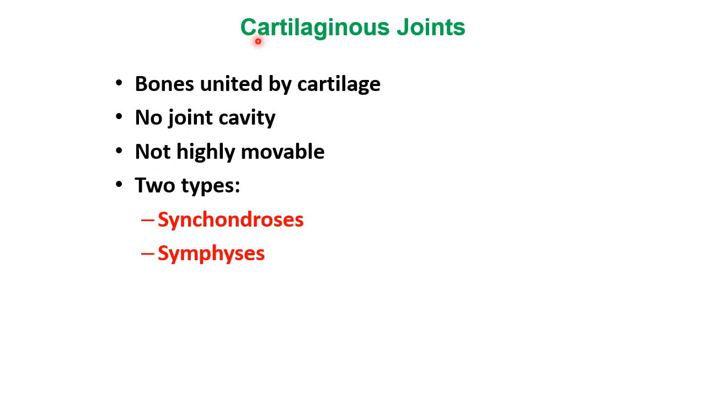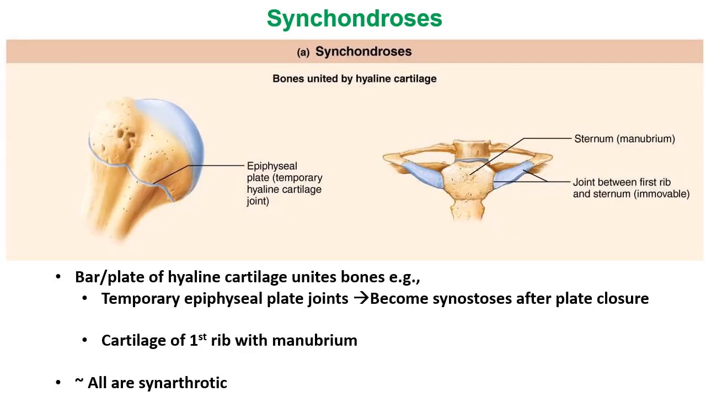All right, then we start looking at cartilaginous joints. Those are going to be joined, of course, by cartilage. You don't have a cavity in the joint, and it's not really highly movable. So you have two types of cartilaginous joints: synchondrosis and symphysis. Let's look at examples here.